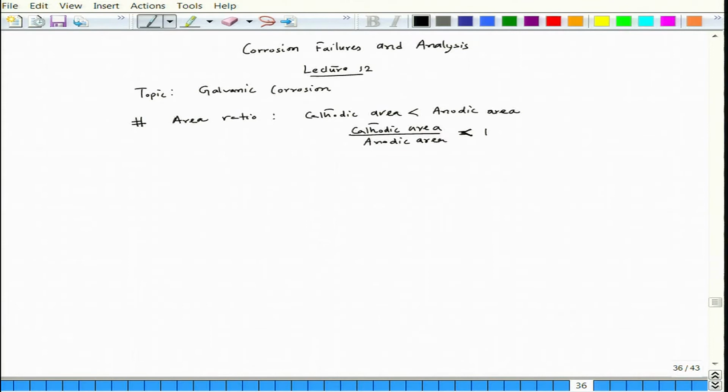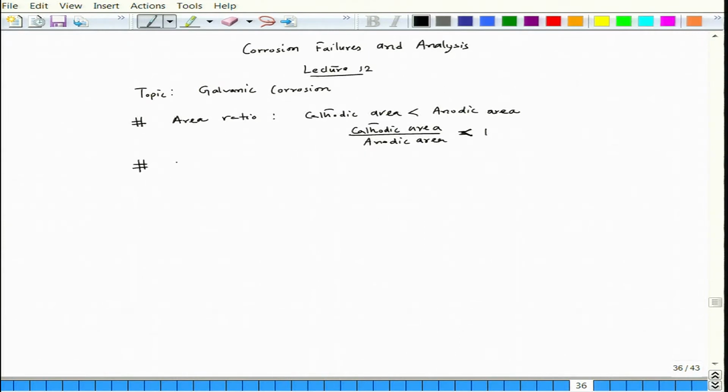It means that in any joining, wherever in the structure you have such situations that anode and cathode materials are different, of course different, because sometimes you cannot avoid using different materials. For example, in case of riveting, joining, fastening nuts and bolts, there you have to use different materials, and that time you have to make sure that the cathodic area should be less than anodic area. This is the design criteria.